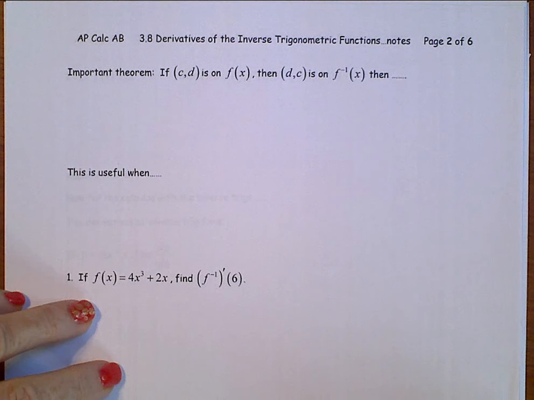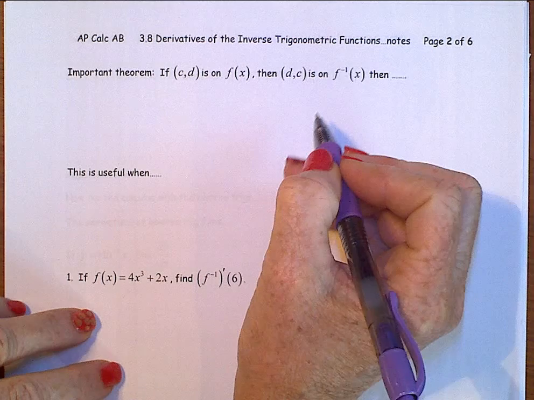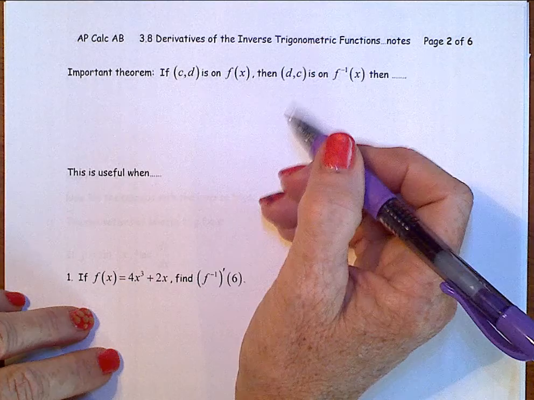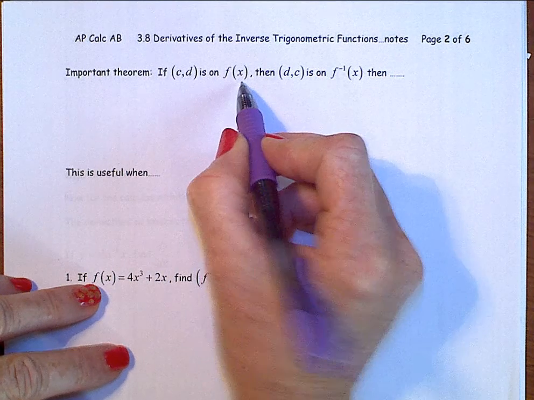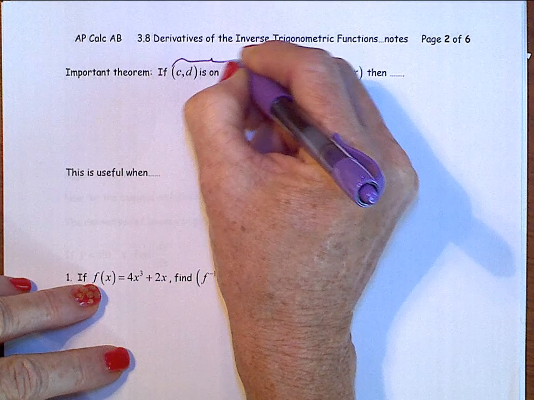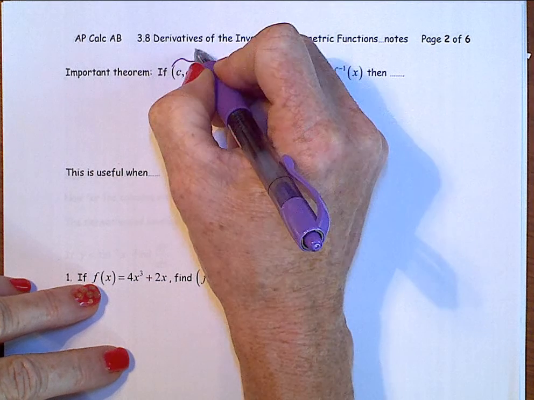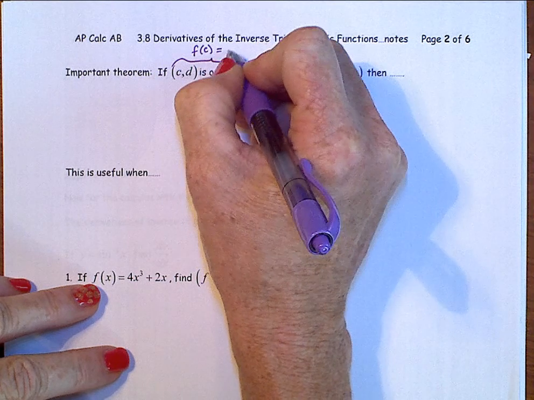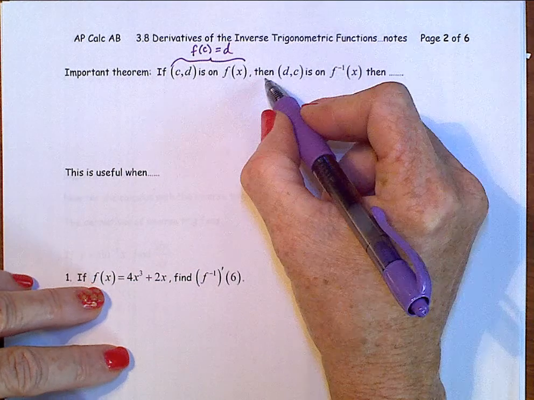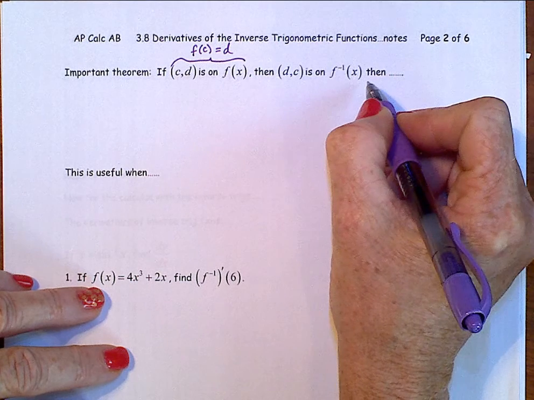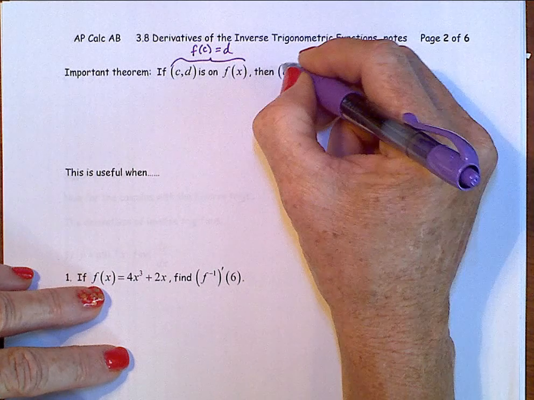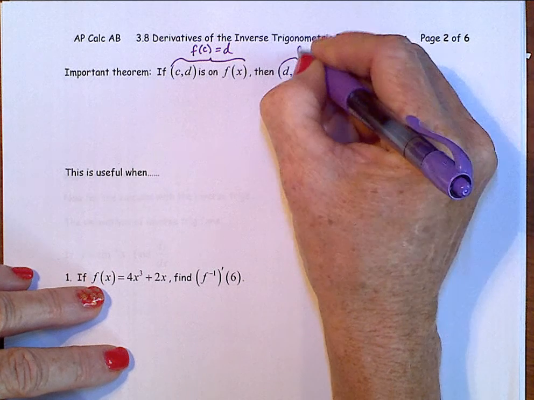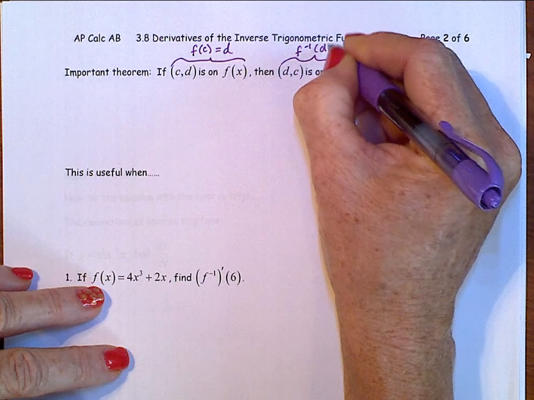Okay, on page 1, we had just gone through an example to come up with this theorem, but now let's go ahead and write it out. It starts off: if some point (c, d) is on f(x), let's make sure you understand what that means. If (c, d) is on f(x), that means f(c) = d. Then (d, c) is on the inverse. If (c, d) is on f, then (d, c) is on the inverse. So this means f inverse of d is equal to c.